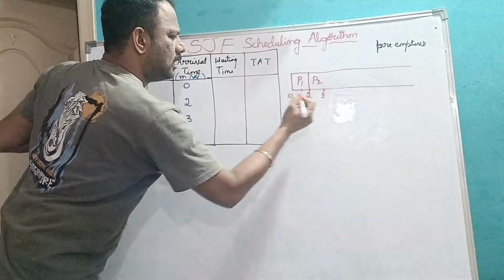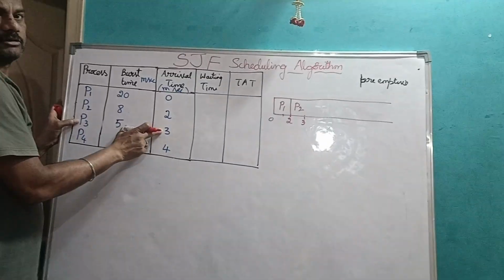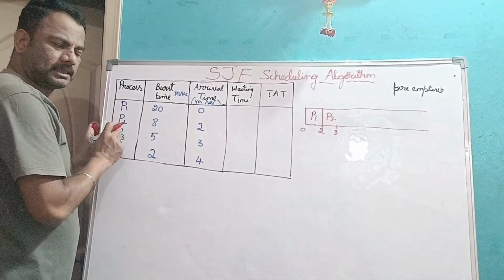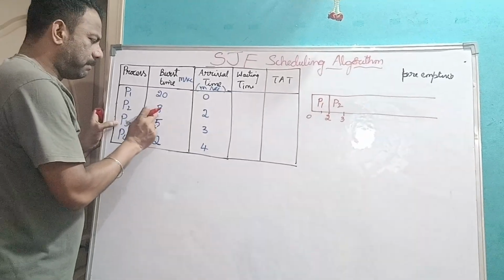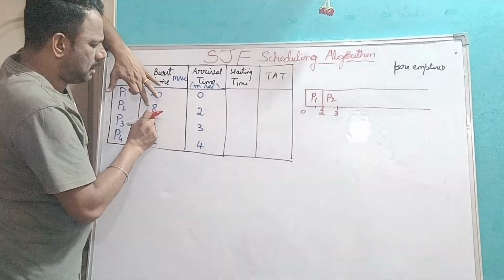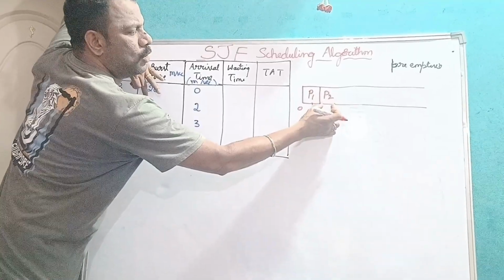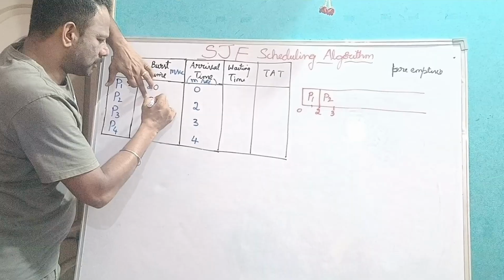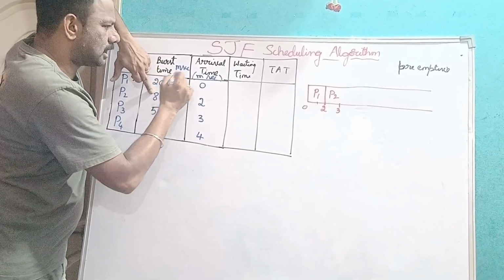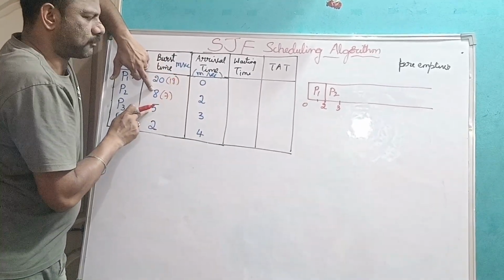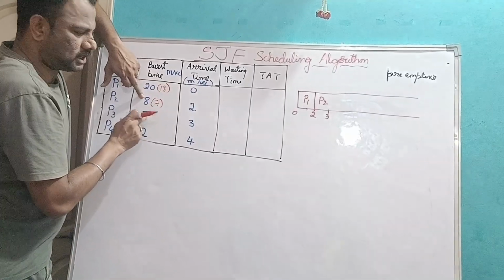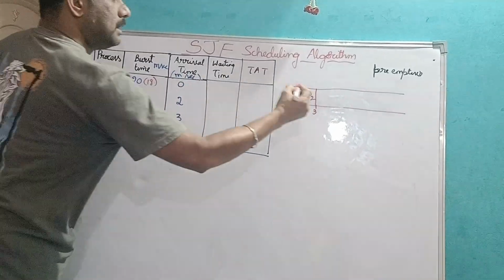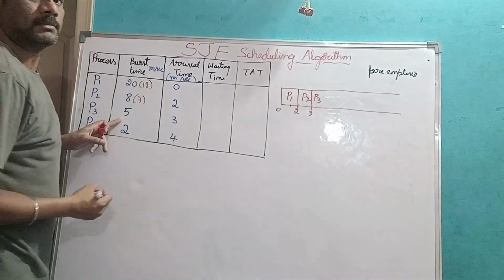Immediately at the 3rd millisecond, one more process arrives, which is process P3. P3 arrives, it requires 5 milliseconds. But P2 requires 8 milliseconds totally, and it has already executed for 1 millisecond, so it requires the remaining 7 milliseconds. So 18, 7, 5, which is shortest? 5. So I stop P2 at the 3rd millisecond. Immediately I start P3.